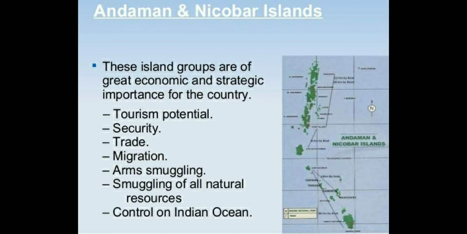Security features are there. Trade, commerce, migration, armed struggle, smuggling. Everything is there in it. It's a different case. Smuggling of natural resources is also there. Problems are referred to. Control of the Indian Ocean is also maintained from the Andaman and Nicobar Islands. I hope it is clear.